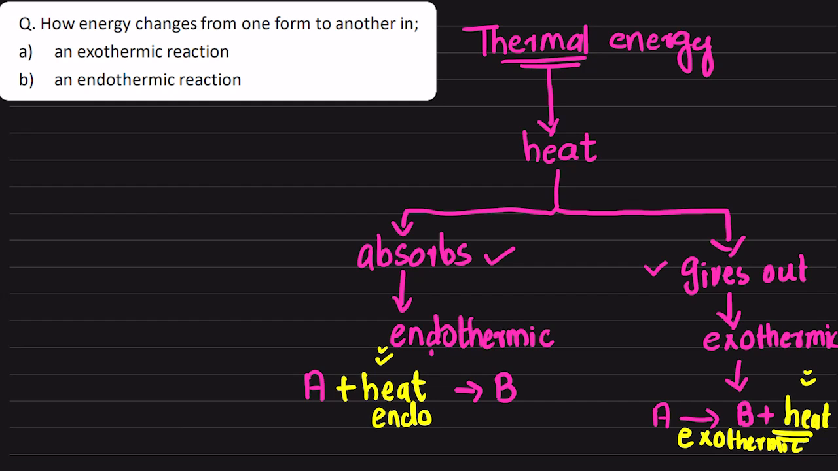In this question, how does energy change from one form to another in an exothermic reaction? What will happen during a chemical reaction? What will happen during an exothermic reaction? The energy gets converted from one form to another. In an exothermic reaction, it gives out heat. What happens during an endothermic reaction? The heat energy gets absorbed. Okay, I will tell you with an example.